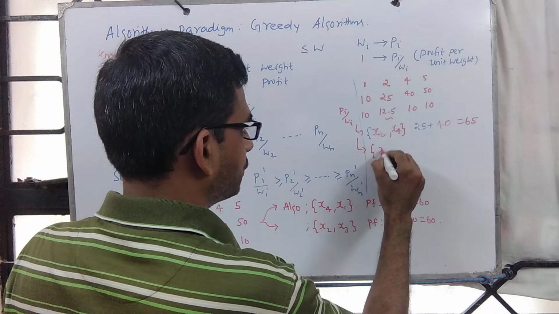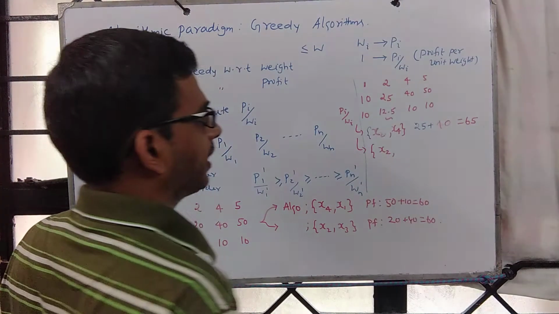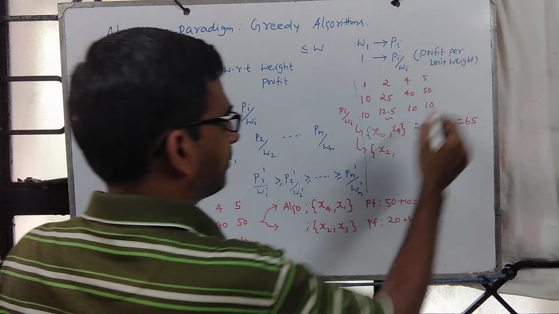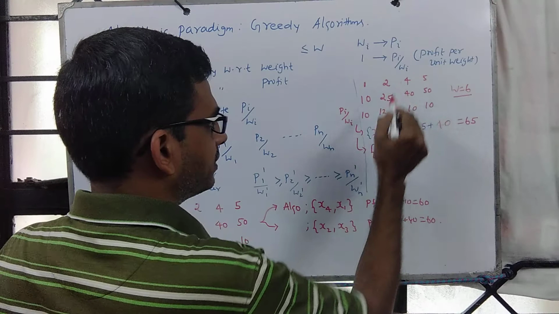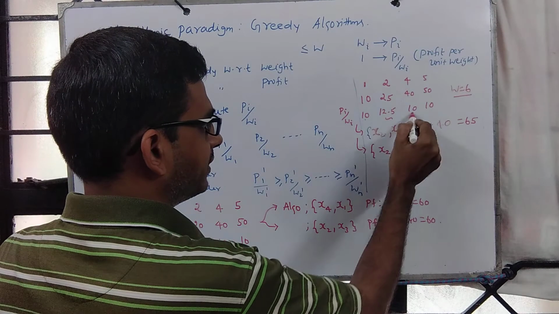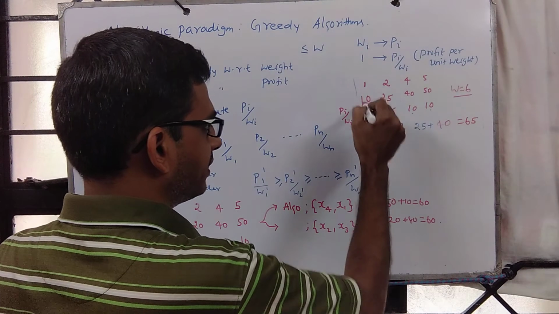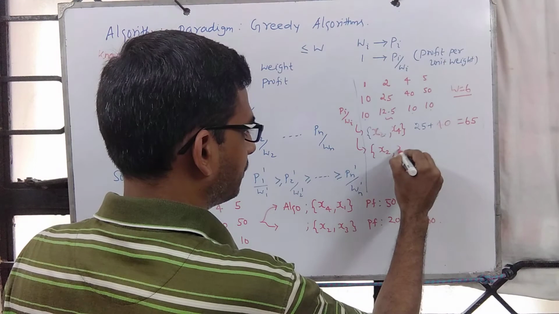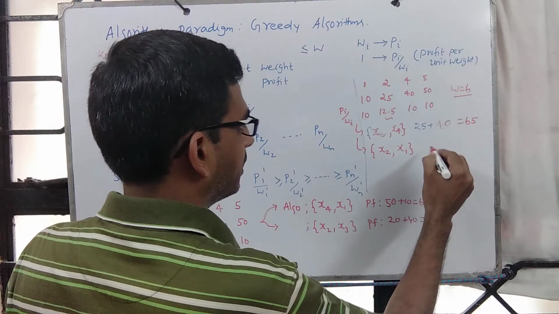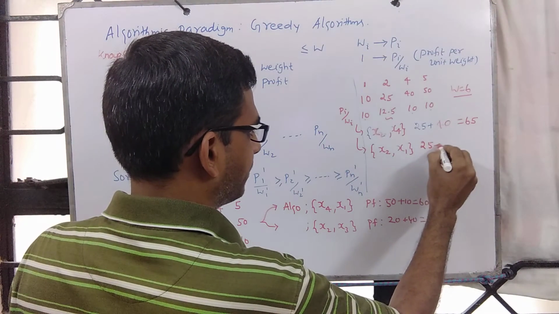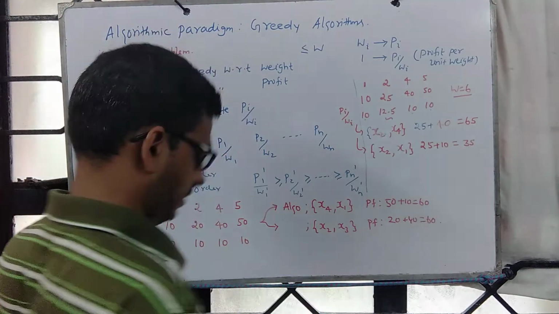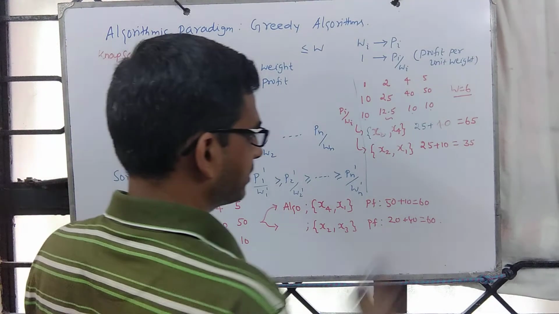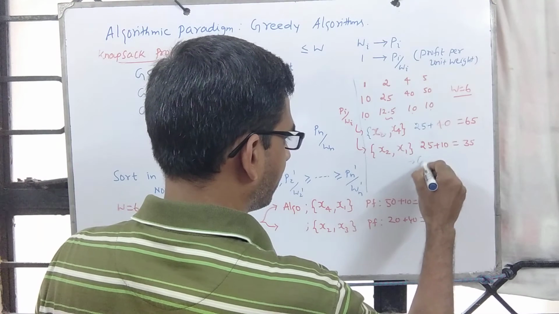It picks x2, and then because w is 6, right? It can include this, and among these 10, it can also pick this, right? Let's assume it includes this. Then the profit earned is 25 plus 10, 35, and in this case our greedy fails.